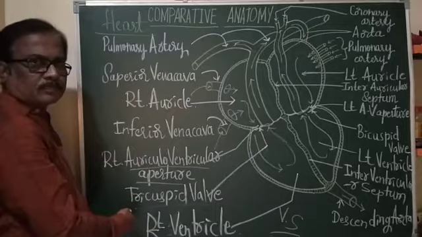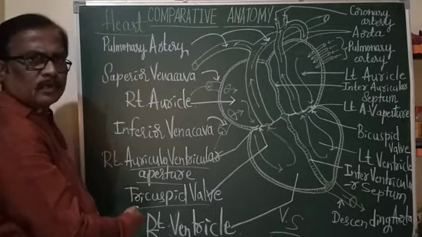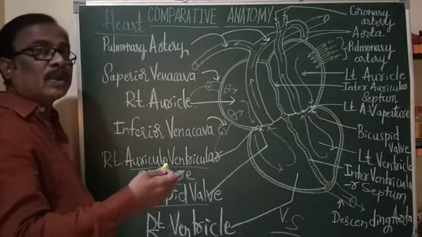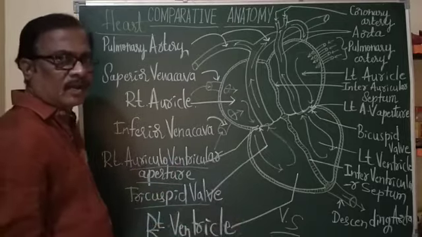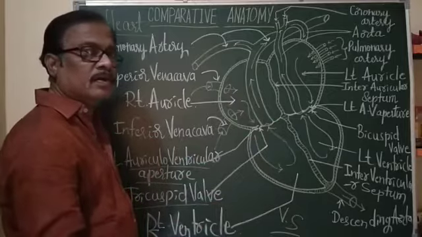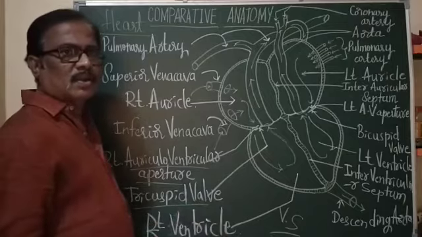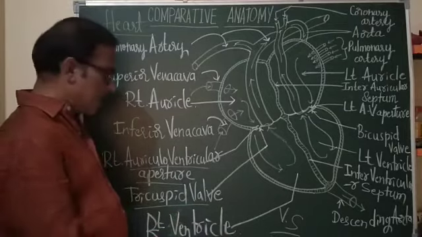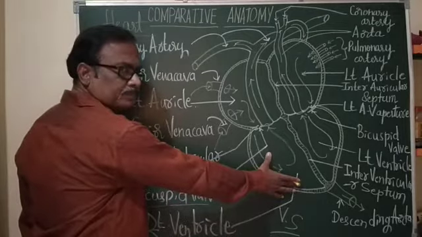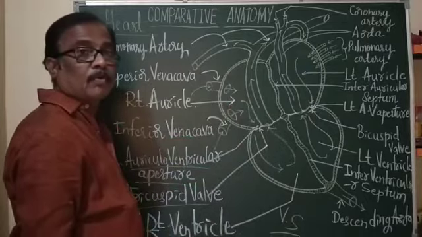the tricuspid valve, which prevents the flow of blood in the backward direction and only allows the flow of blood in the forward direction, that is from right auricle to right ventricle, not from right ventricle to right auricle back. Only the forward flow is allowed by the valve, that is the tricuspid valve. And from the right ventricle, there arises an artery, that is the pulmonary artery.